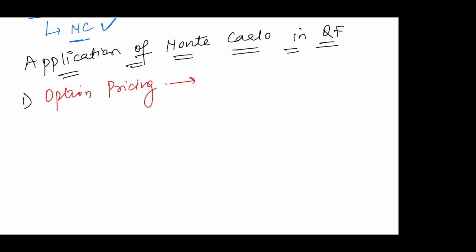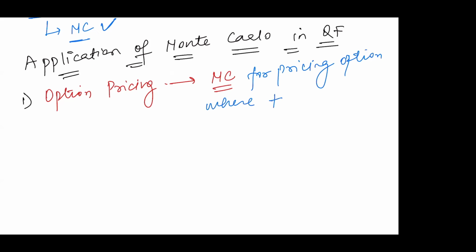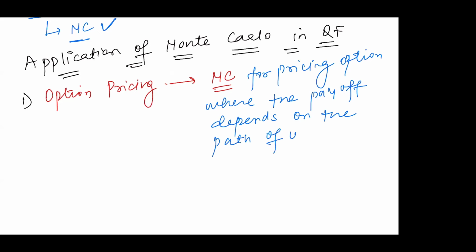Monte Carlo simulation is used to price options where the payoff is dependent on the path of the underlying asset. Basically, the payoff depends on the path of the underlying asset's price over time. So Monte Carlo is used here for pricing options where the payoff depends on the path of the underlying asset. An example of this is the Asian option.